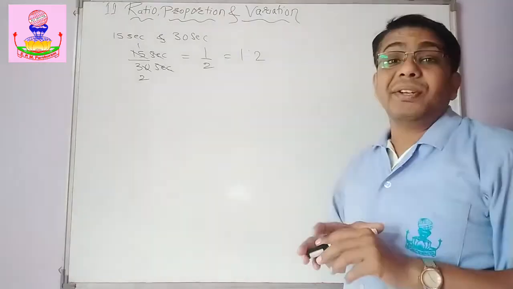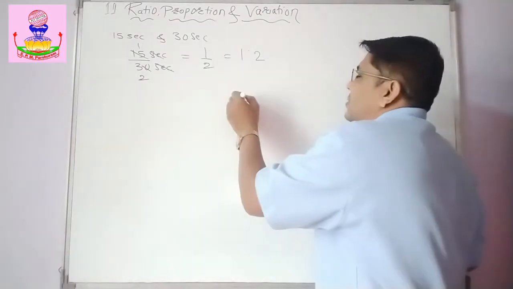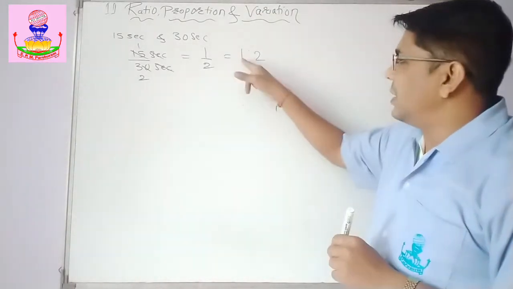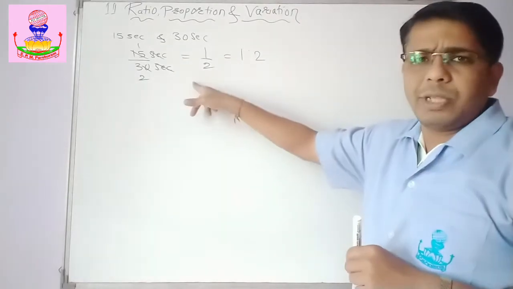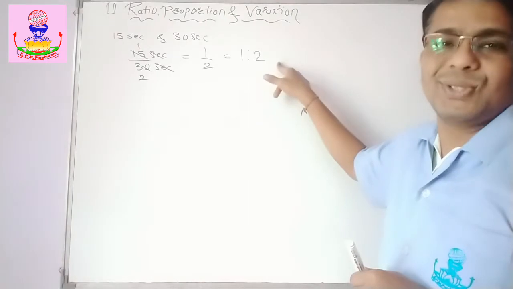So how do we denote ratio? By this symbol, 2 dots. This is called as "is to". We read it as "is to". So how do we read it? 1:2. So we can show the ratio like this also, 1 upon 2. Now that is equal to 1:2.